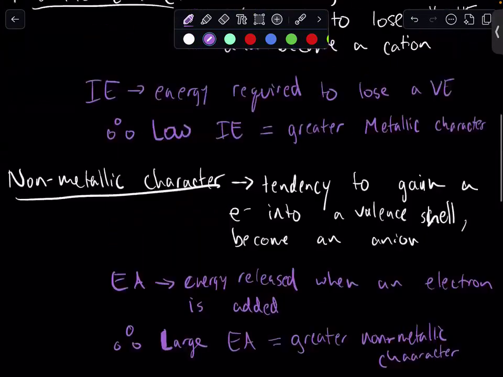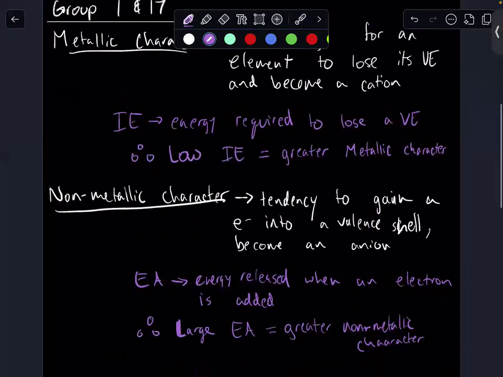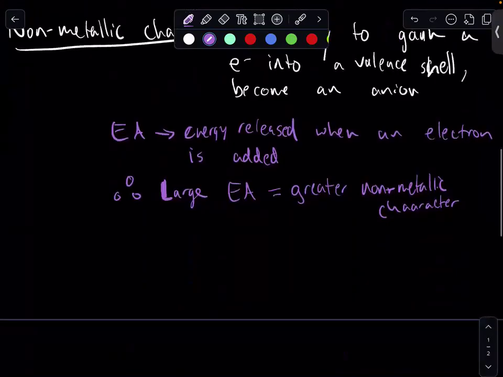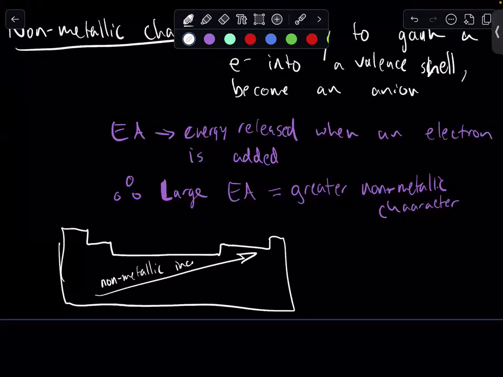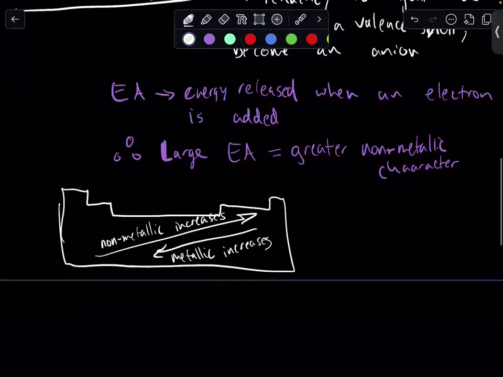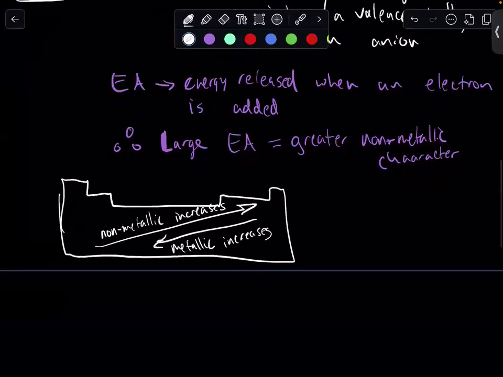So these are the two terms we're going to be using, metallic character and non-metallic character, and we're going to be talking about them in terms of ionization and electron affinity. So before we push forward, let's just take a look at our periodic table. Very rough sketch. As we move up and to the right with electron affinity, our non-metallic character increases. And as we move down and to the left, our metallic character increases. So these are two general trends for metallic character and non-metallic character. If we look at the most metal elements, they're going to be here in group 1.